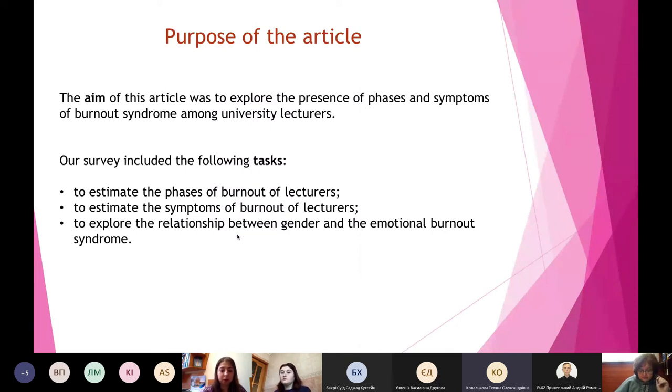So our survey included the following tasks. The first task is to estimate the phases of burnout of lecturers. The second is to estimate the symptoms of burnout of lecturers. And the third is to explore the relationship between gender and the emotional burnout syndrome.